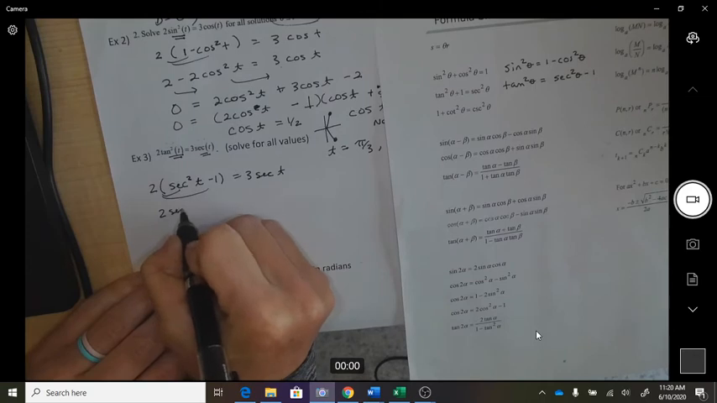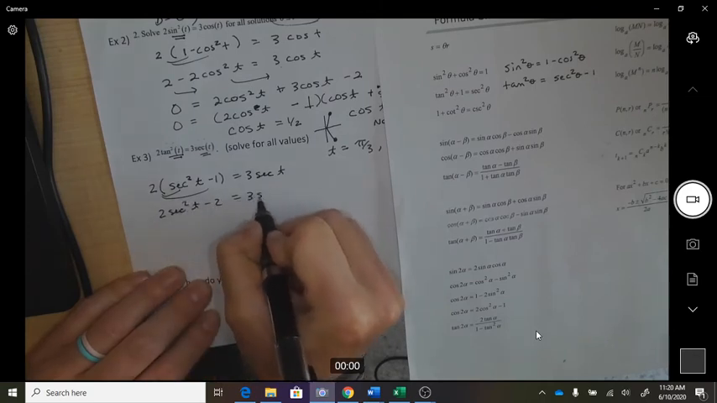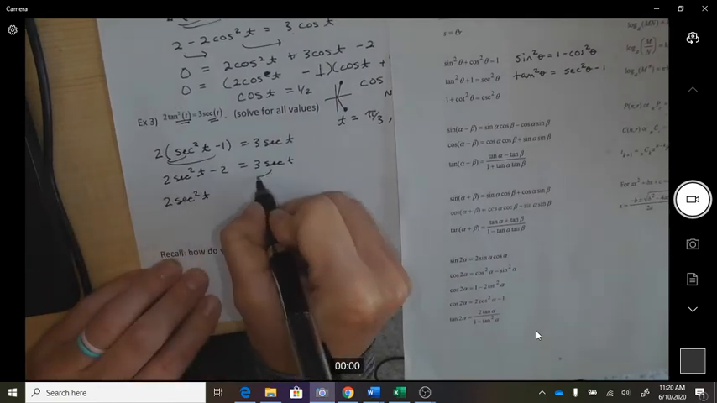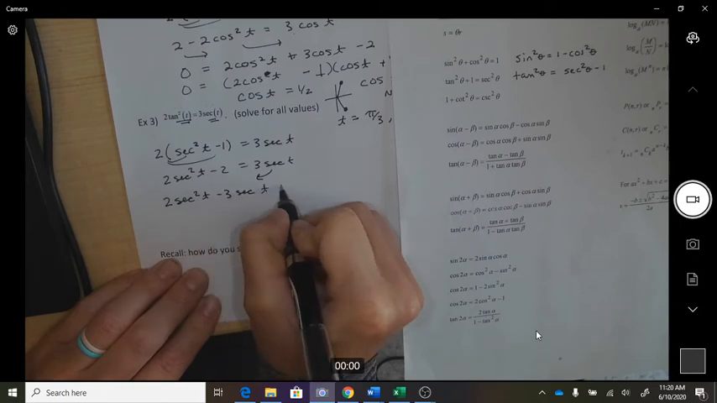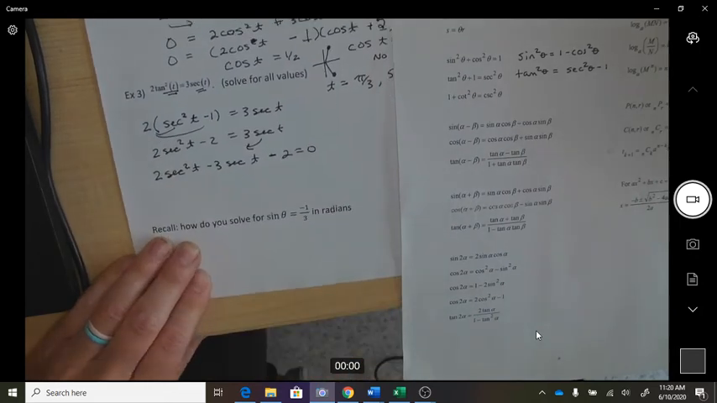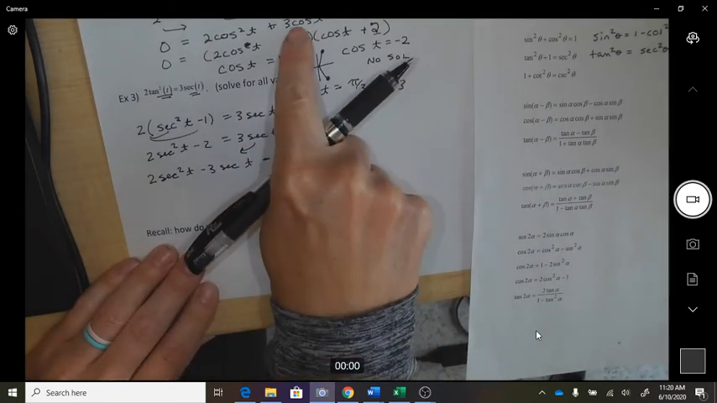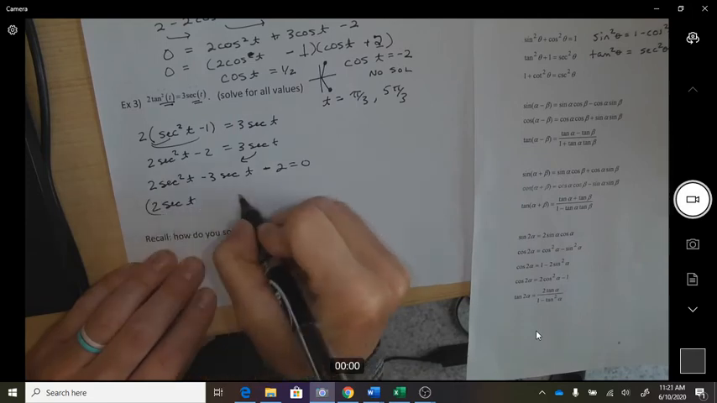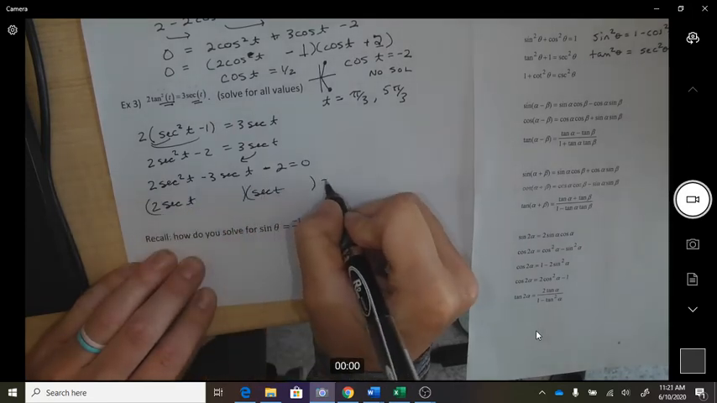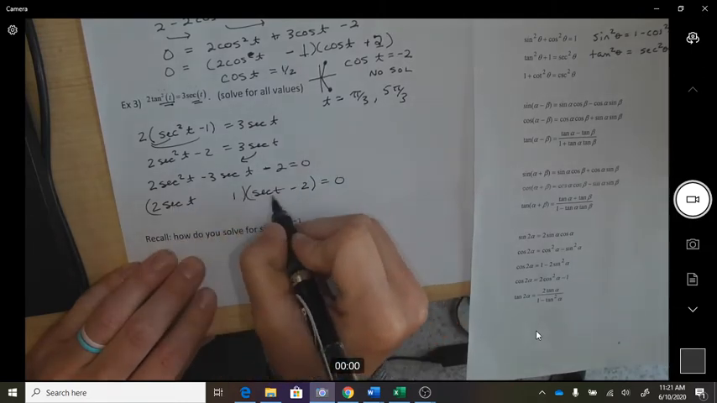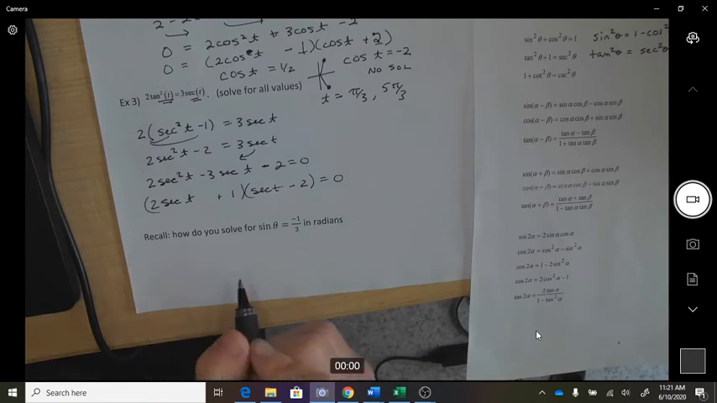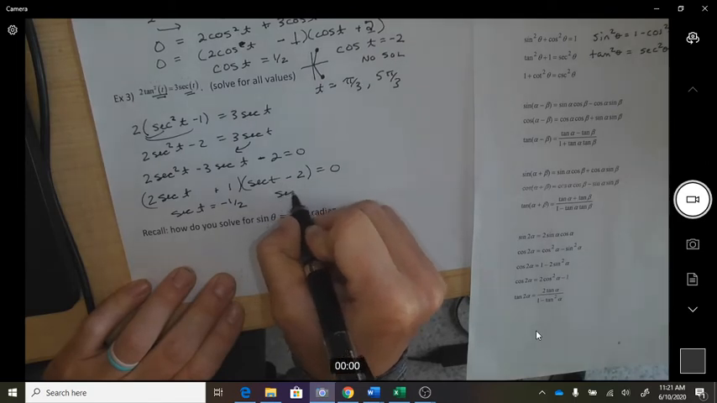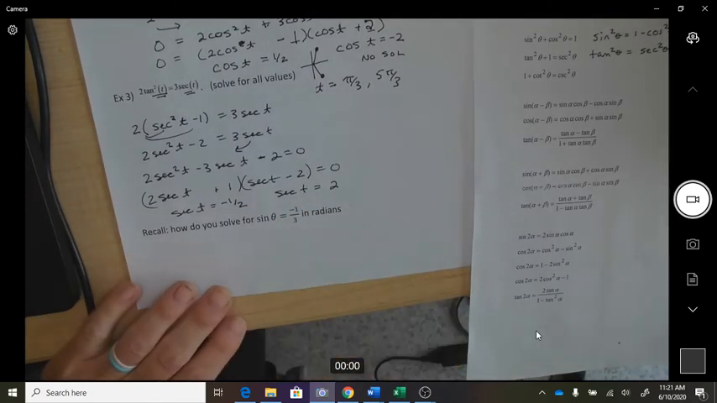Distribute. Collect to one side. So I'm going to move that over. Factoring. This is almost the same factoring as the last one, except for the negative. So 2 secant and secant. And I'm going to use my 2 and 1. Okay, so now secant t would have to be negative 1/2, and secant t would have to be positive 2.